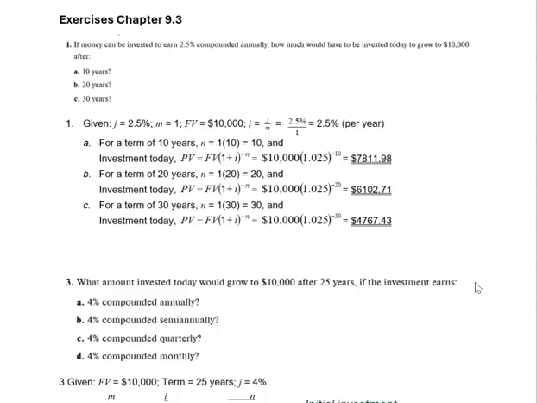Okay, so for the first one, if money can be invested to earn 2.5% compounded annually, how much would be invested today to grow to 10,000 after 10 years, 20 years, and 30 years? Okay, so we have our givens. We know what our annual interest rate is. It's 2.5%. We know what the compounding per year is, your M, which is 1. And we know that our future value is $10,000. That's what we want.